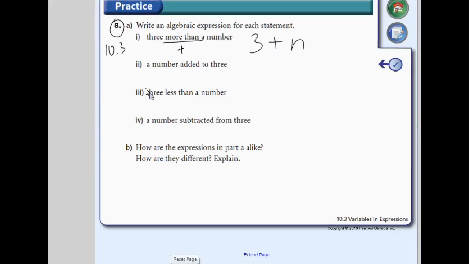3 more than a number. Now we have a number added to 3. Well, added to is also plus, so we have a number added to 3. So n plus 3.